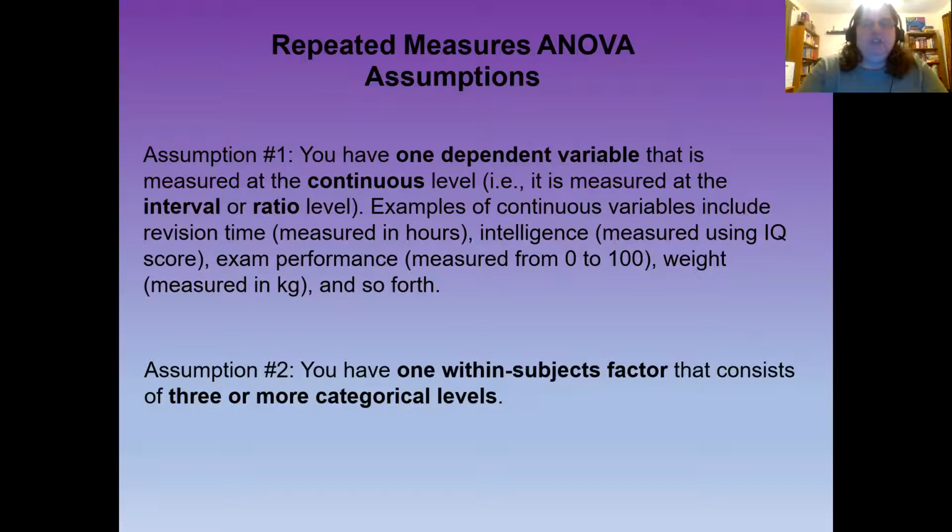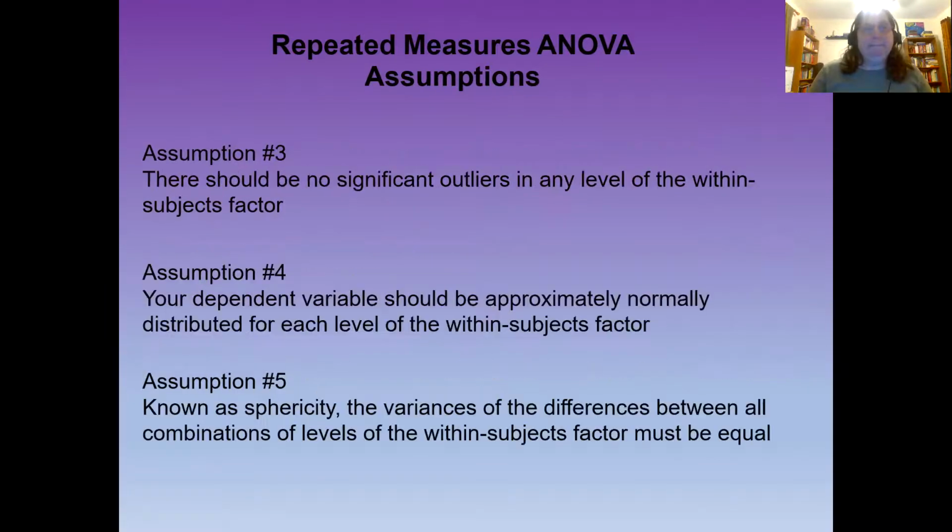Let's go through the assumptions. First, you have one dependent variable that is measured at the continuous level, interval or ratio. And here are some examples of continuous variables, such as anything with time, honestly, intelligence, measured using an IQ score, exam performance measured from 0 to 100, weight measured in pounds or kilograms, and so forth. And you have one within subjects factor that consists of 3 or more categorical levels, right? It could be pre, middle, post, or it could be no phone, handheld phone, hands-free phone. Could be anything.